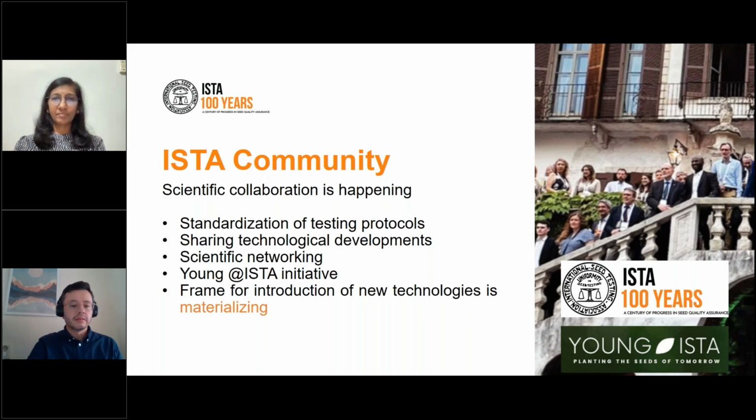If you are younger than 40 years old, you get some options like the Young at ISTA initiative. We will cover some of these points. You will need to access these kinds of actions and discussions, these events.